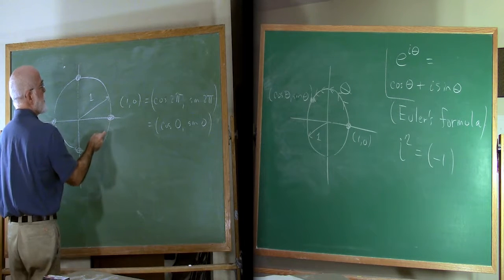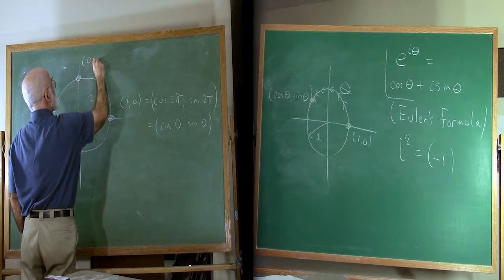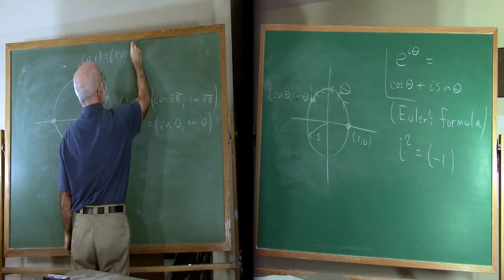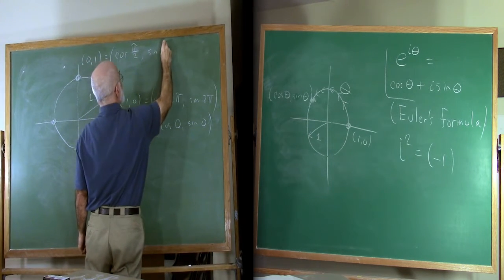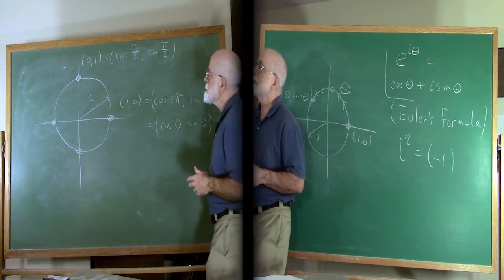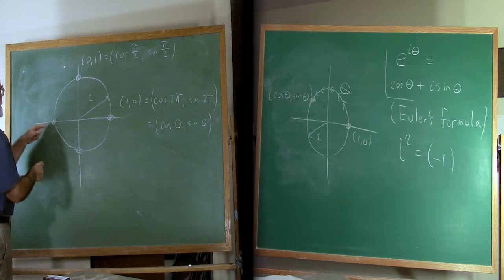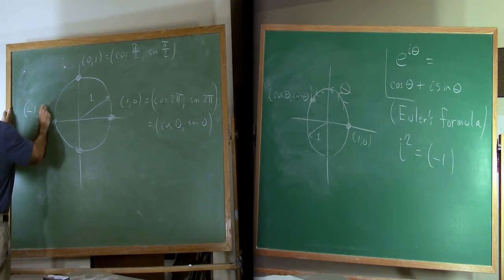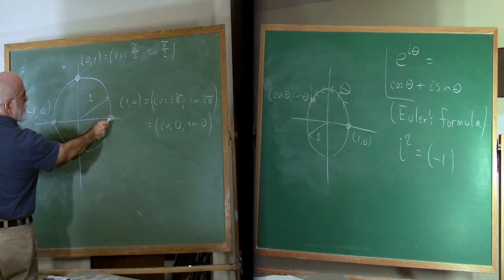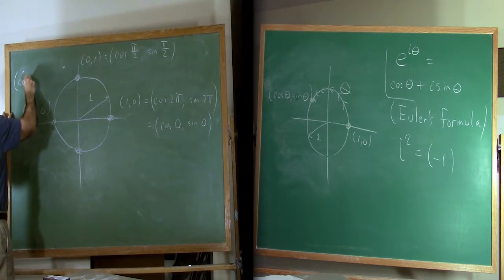Let's travel around counterclockwise. Here's the point 0, 1. That'll come from pi over 2, sine and cosine. Let's keep moving counterclockwise. Here's the point negative 1, 0. Remember, we got that from arc length of pi. That's cosine and sine of pi.